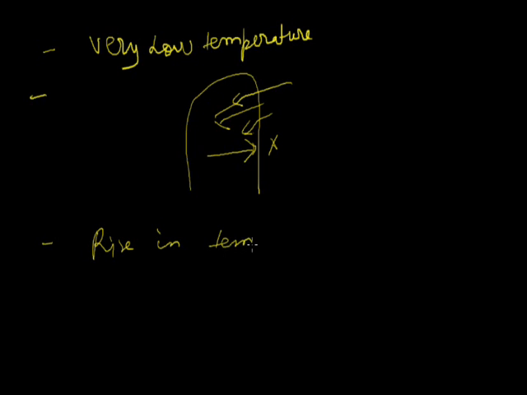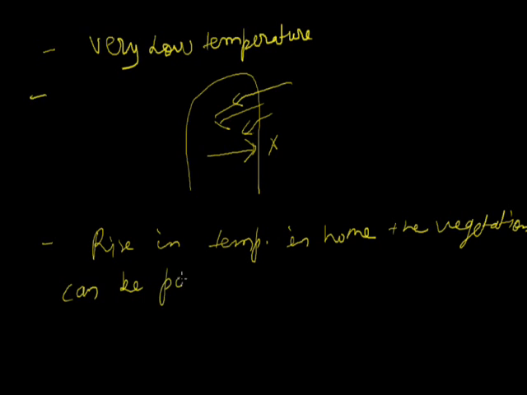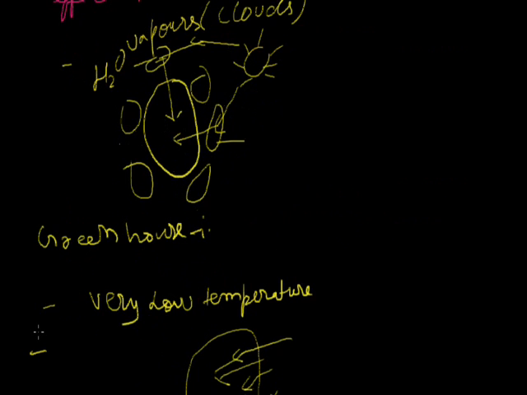vegetation can be grown in the home. So this kind of home is very important in areas where the temperature is very low. This home can trap the heat from the environment, but will not allow heat to move out. This natural phenomenon is used for the benefit of plants, so that they can grow.